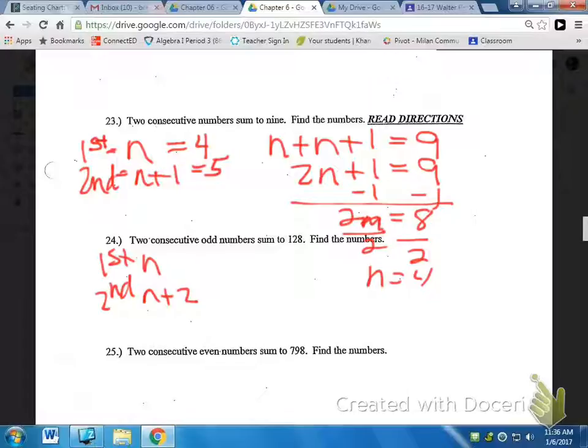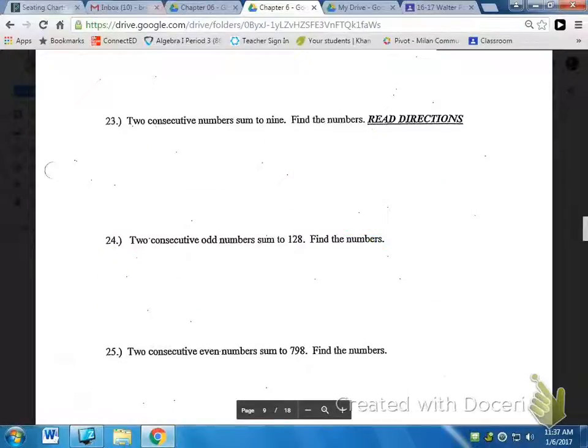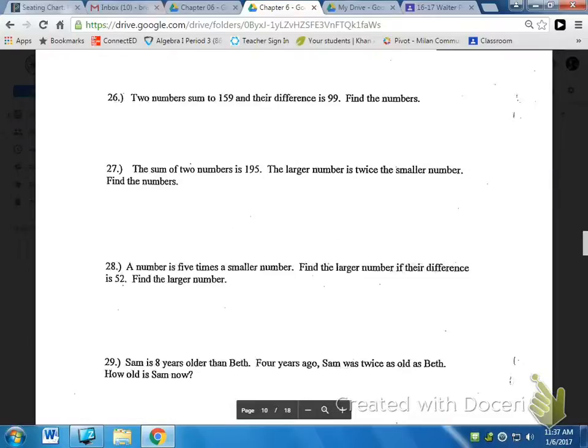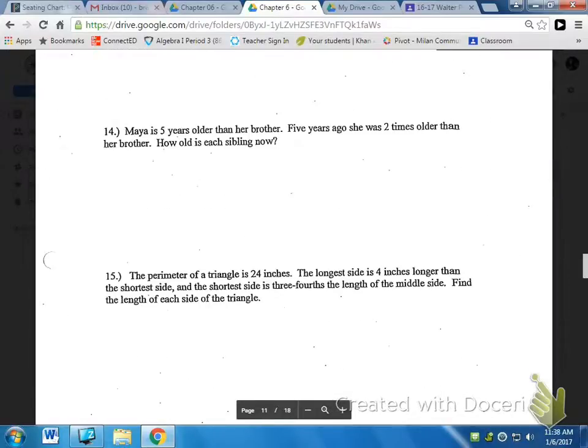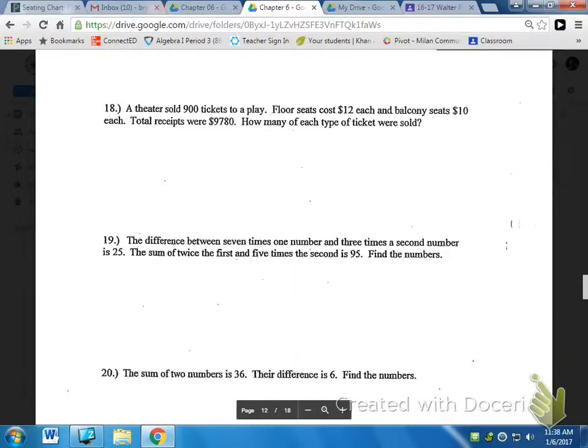So if it's consecutive odd or consecutive even, please make sure you do n and n plus 2. So you've got some of those consecutive ones like that. Okay. And I'm going to try to quickly get in number 36. It's the last kind that I needed to show you. So let's skip ahead to that.